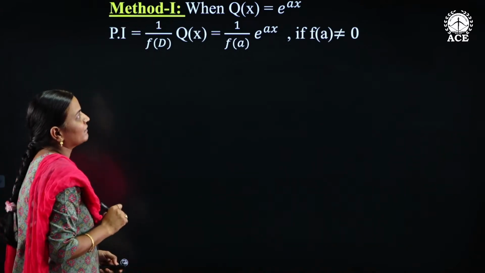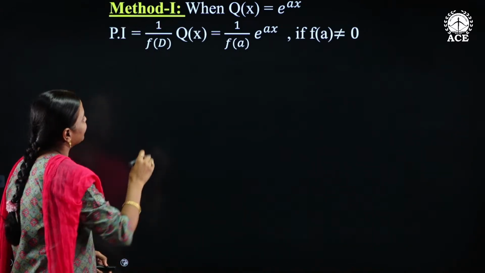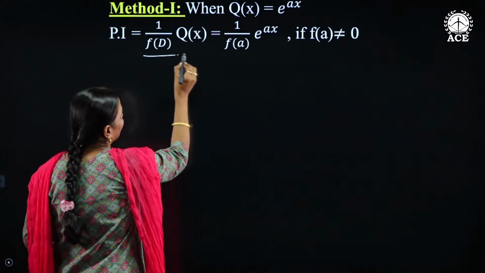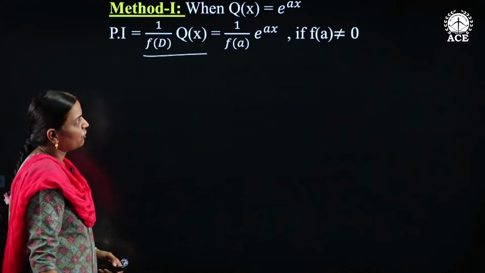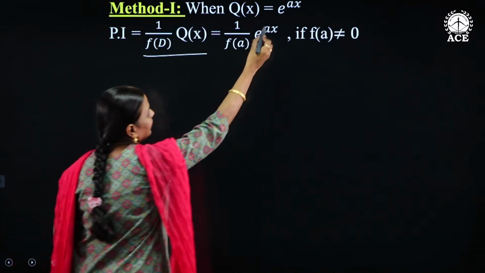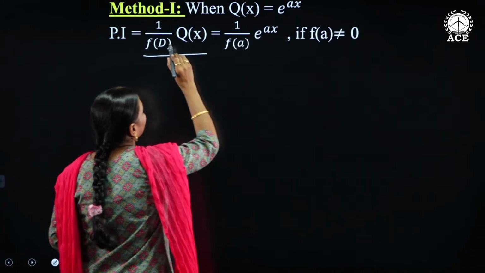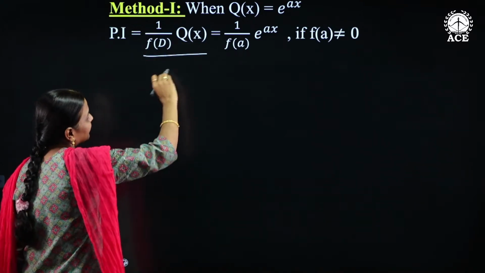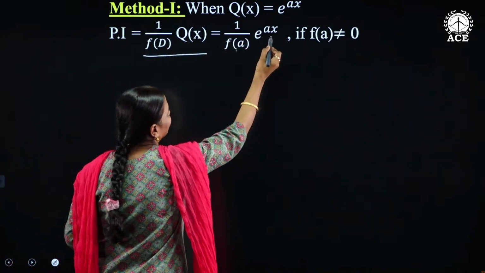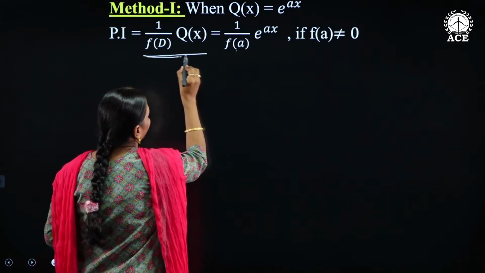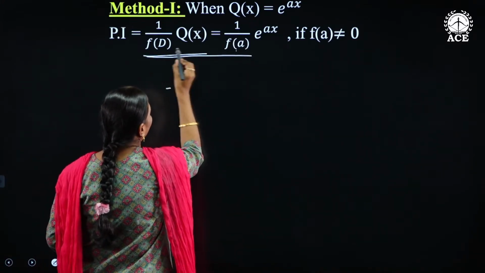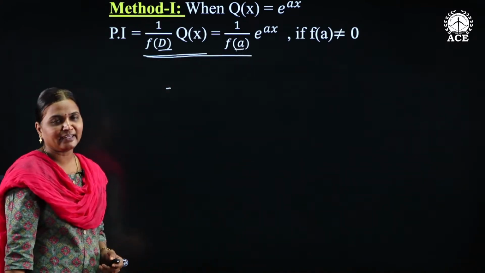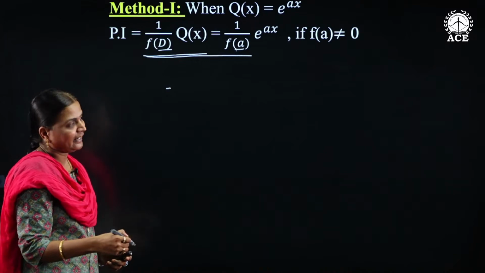So here, when q of x is equal to e power ax, using the definition of particular integral, what is the particular integral definition? 1 by f of d into q of x. But what is the q of x here? E power ax. So directly, the particular integral can be written as 1 by f of a into e power ax. If you observe clearly, from here to here, what is the observation? Just replace d by a in f of d.